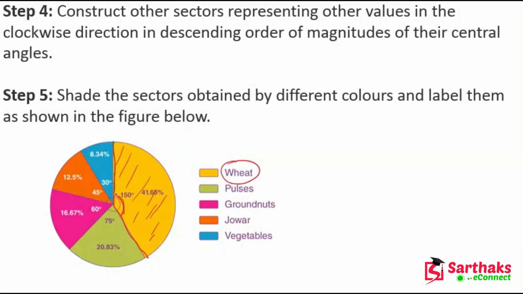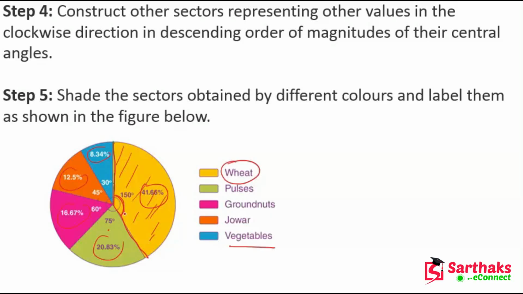Okay, and after this we can make all these angles like 75 degree, 60 degree, 45 degree, 30 degree, and we know that these are the percentages. Okay, 41.66% is the wheat. 28.80%, this is pulse. 16.67%, this is groundnut. 12.5%, this is jowar, and 8.34%, this is vegetables. So this is the method to construct the pie chart.